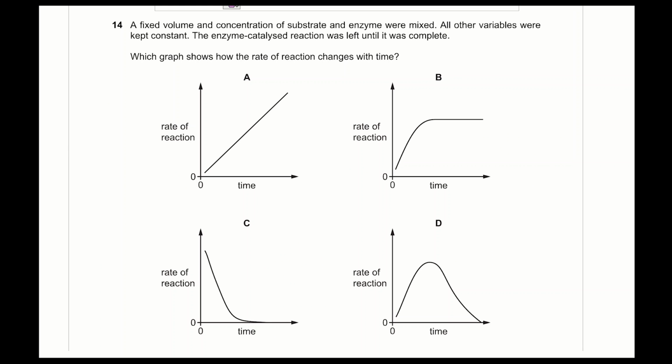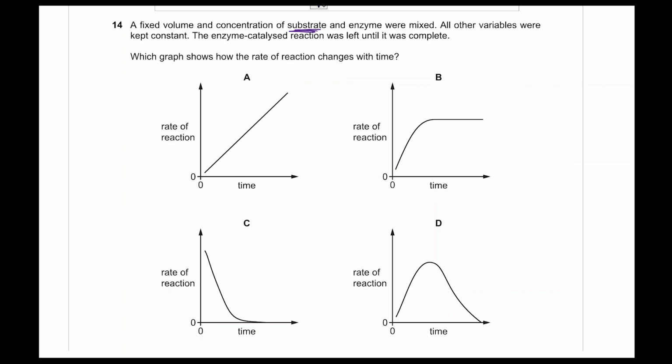Question number 14. A fixed volume and concentration of substrate and enzyme were mixed. All other variables were kept constant. The enzyme catalyzed reaction was left until it was complete. Which graph shows how the rate of reaction changes with time? So as we all know, at the start of an enzyme-substrate reaction, the rate of reaction is the greatest. The reason for this is that the substrate concentration is high, therefore all or most of the active sites of enzymes are saturated, therefore the rate of the reaction is the highest at the start.